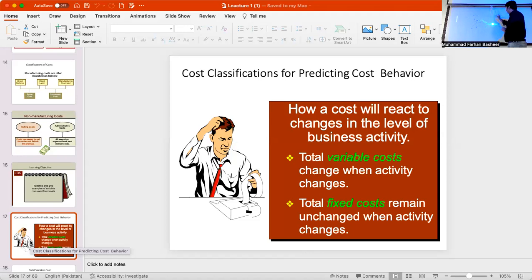Okay, so part of what we were studying earlier: manufacturing cost is comprised of two costs, direct and indirect. Now we have another classification of cost.